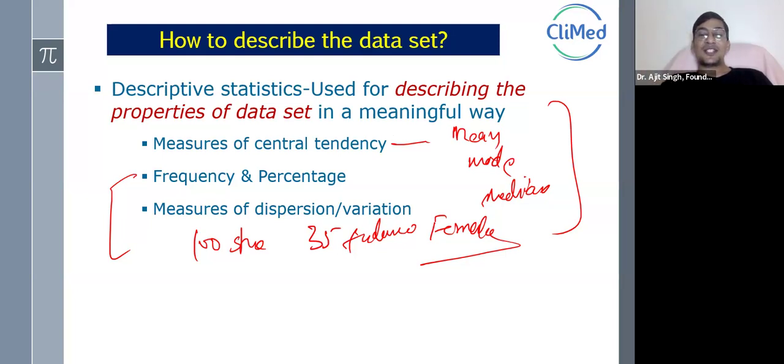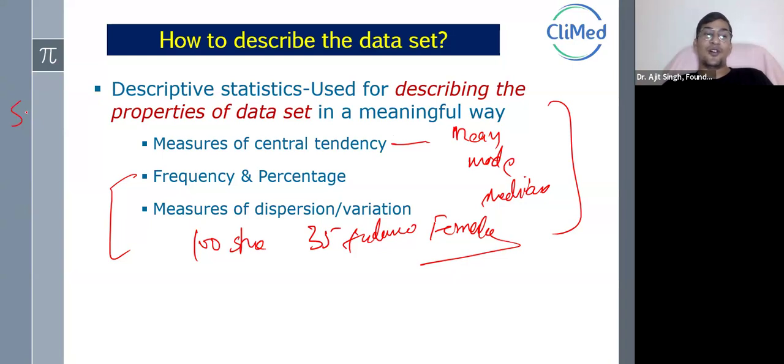There are 100 students in the class. In the class, there are 35 females. So what is the frequency and what is the percentage of the females in the class? 35% females, and frequency is what? Number 35 only, yeah. Simple. The number is 35, so frequency is 35 and percentage is 35, simple, out of 100.